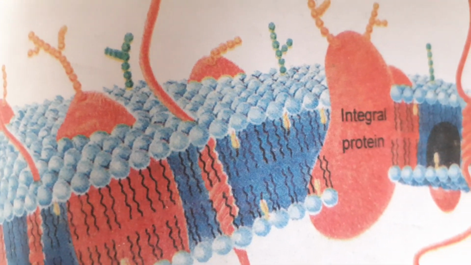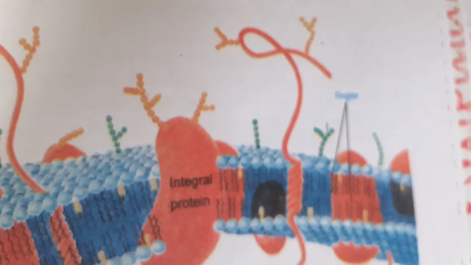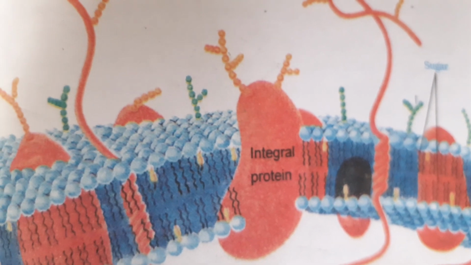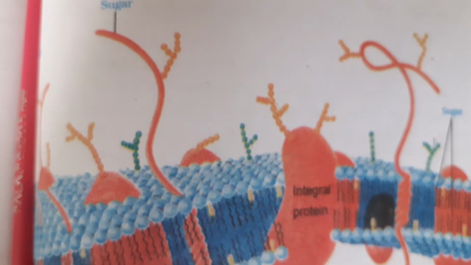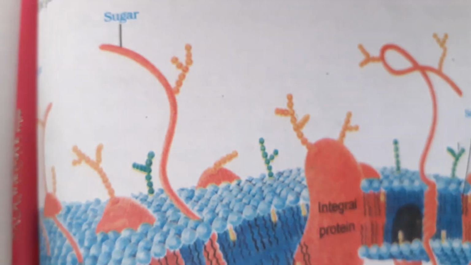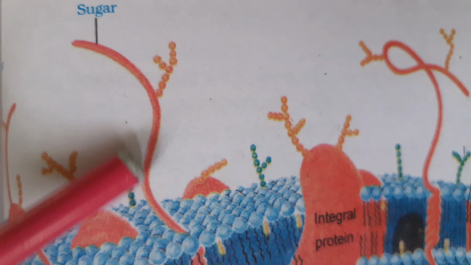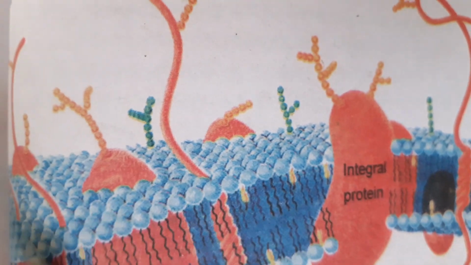Now, integral proteins are the proteins which are present internally. And you also have some proteins which are present externally. So they may be external proteins or internal proteins. Can you see different sugar molecules also in between the lipid layer? So these are the sugar molecules, these are the proteins and these are the lipids.